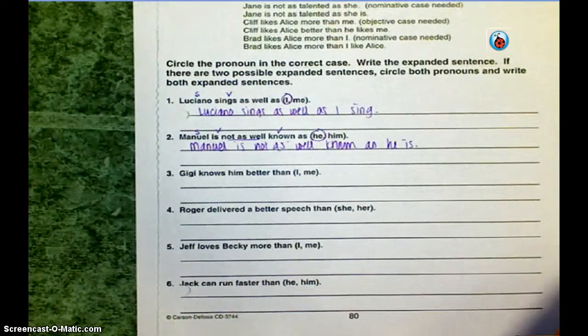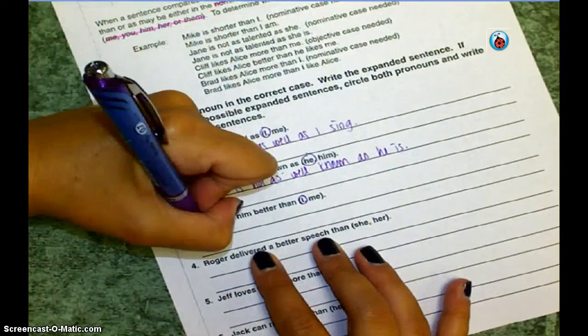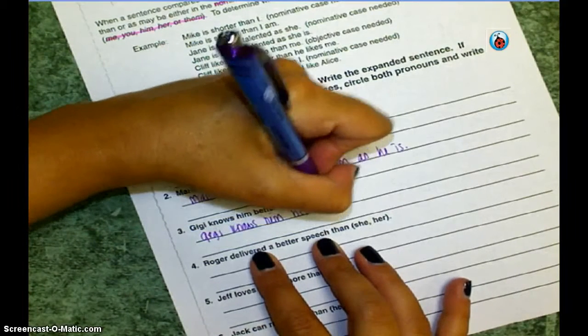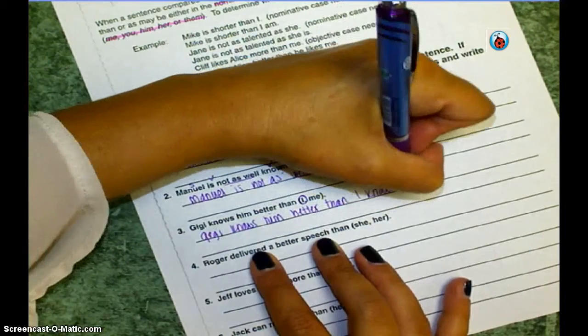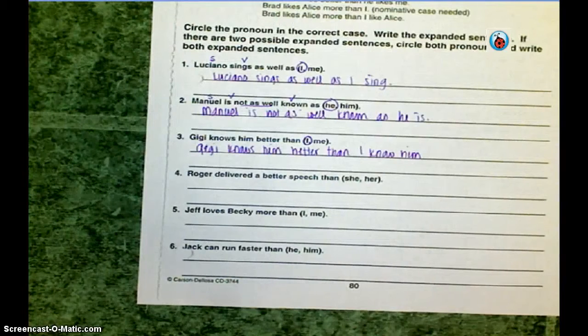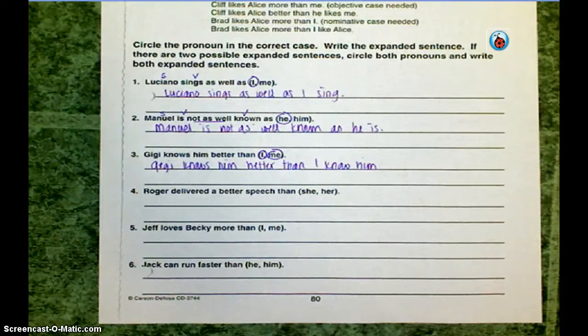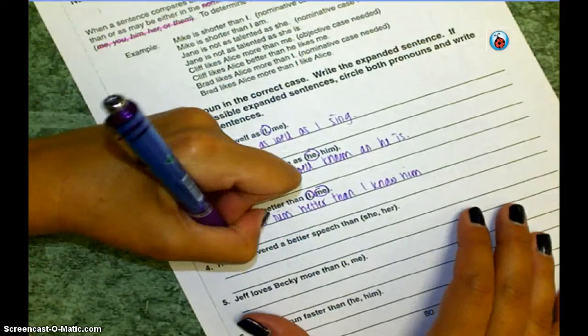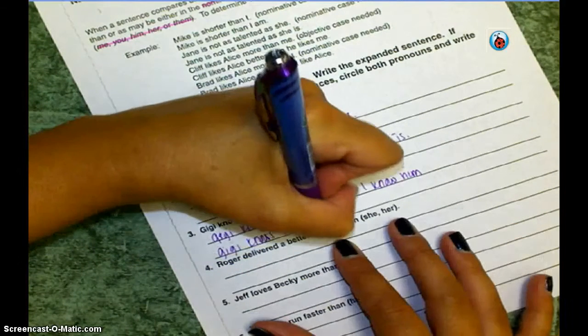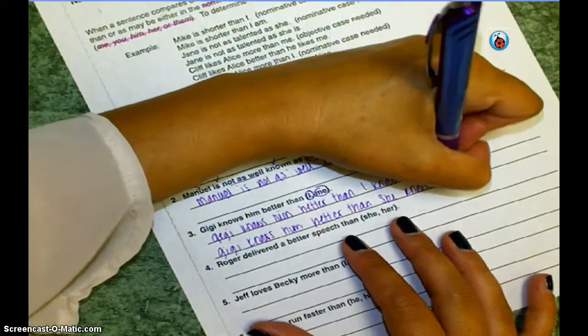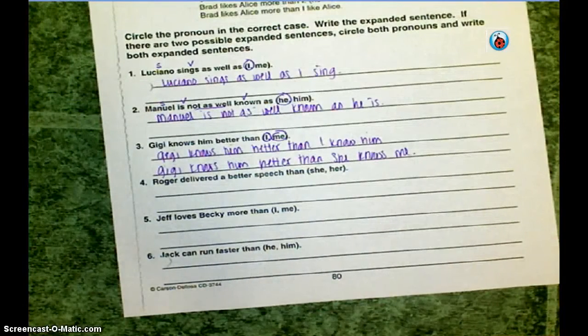Who is he? We don't know. Doesn't really matter. Gigi knows him better than blank. What do you think? Yep, we can do Gigi knows him better than I know him. Is there anything else we can do? Yep, you're absolutely right. We can also have me, and we can say Gigi knows him better than Gigi knows me. So Gigi knows him better than she, who is Gigi, knows me. So it all depends on how you expand your sentence.